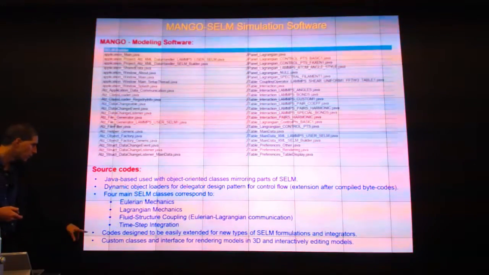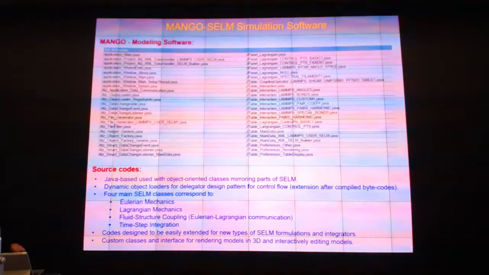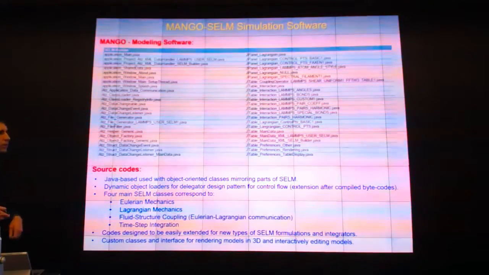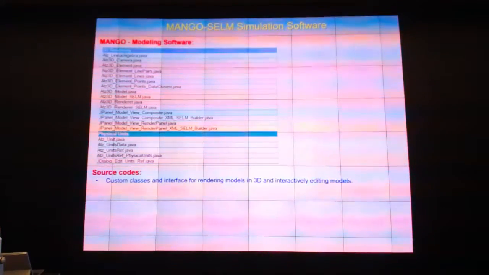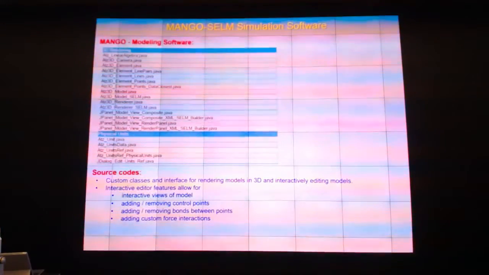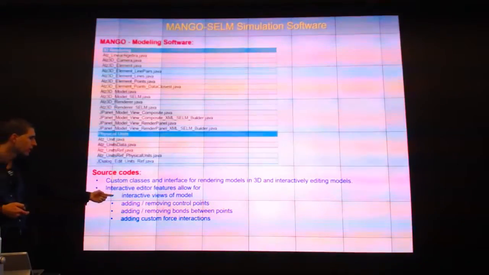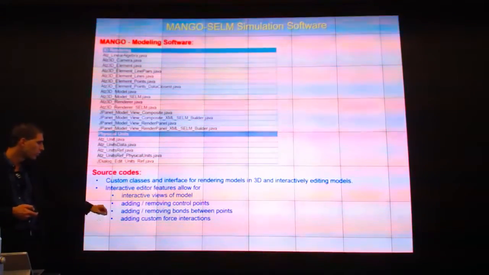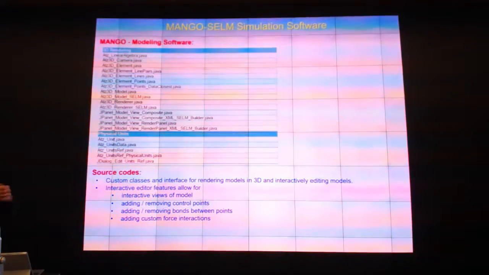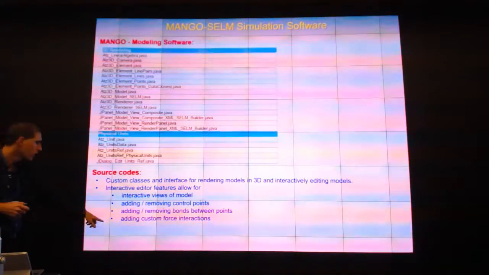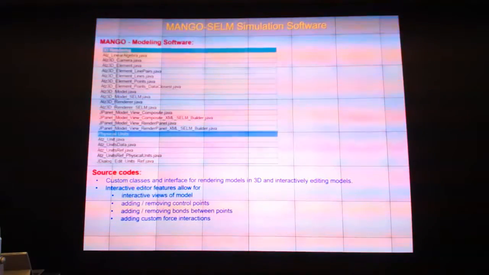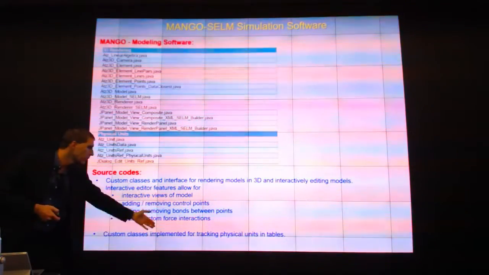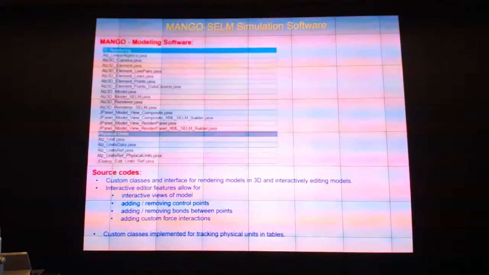I'll also mention that we've implemented these custom classes for rendering the models in 3D and allowing you to edit them geometrically. I'll show you the utility of that in a little bit. The interactive editor allows you to do things like viewing the model from different angles, adding and removing control points. You can add and remove bonds between points, so you can create custom topologies, or you can even add custom forces in the model. And we also have some codes for tracking physical units if that's of interest to you.